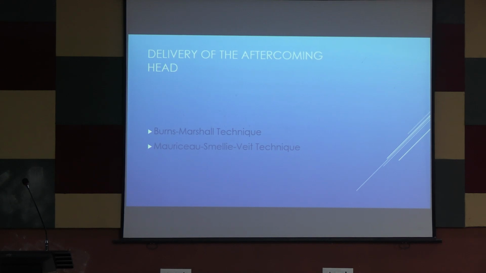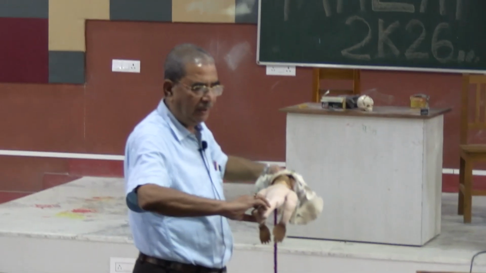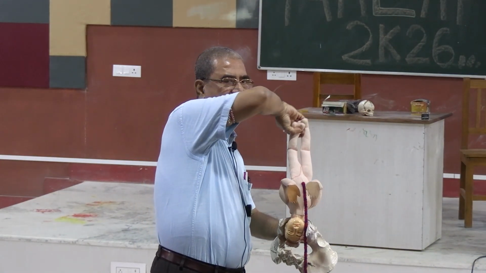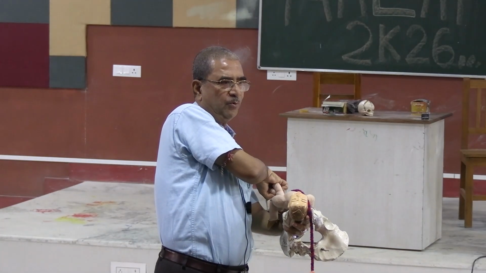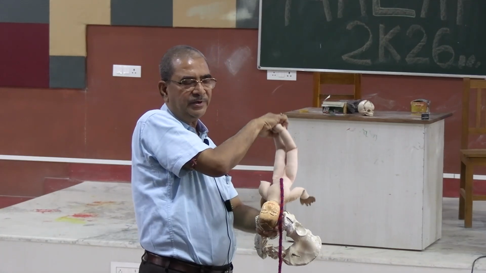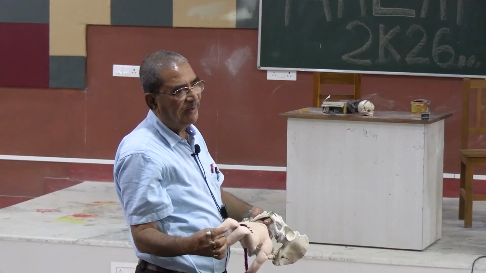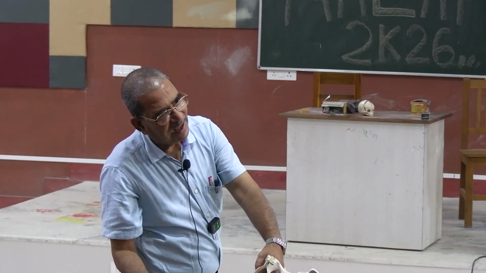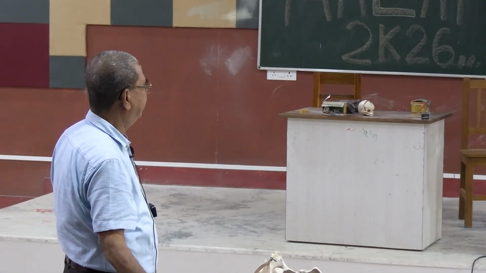Then pull slightly and form an arc towards the mother's abdomen. The baby will be delivered spontaneously. At that time, the assistant will give suprapubic pressure to maintain the flexion of the head. This is the Burn-Marshall technique.